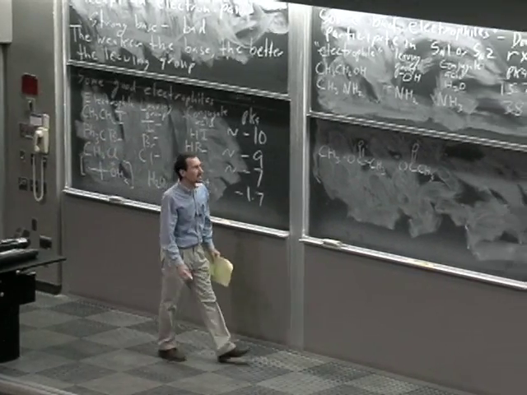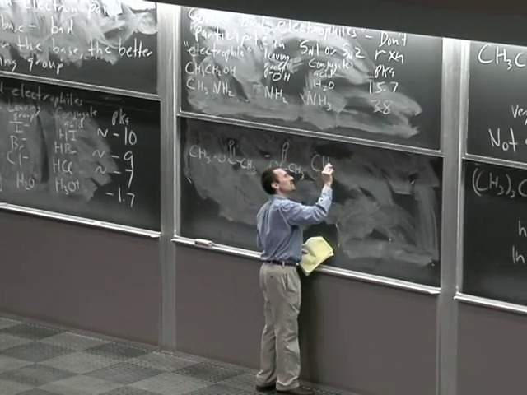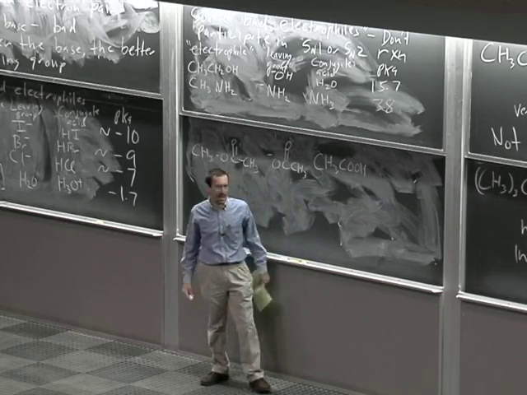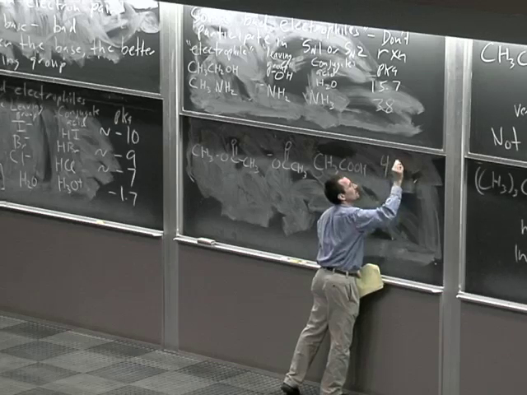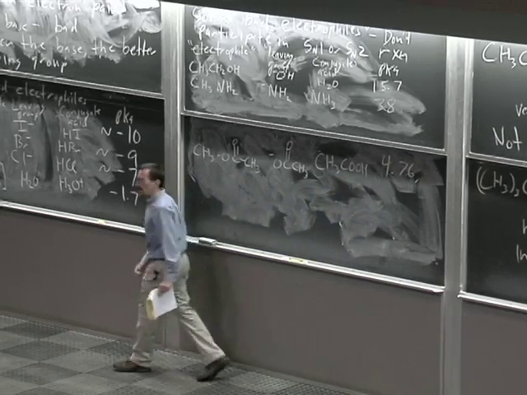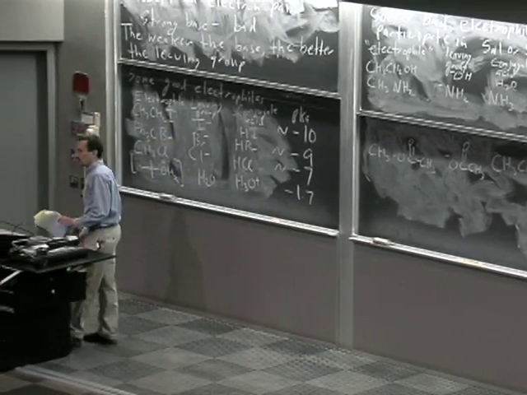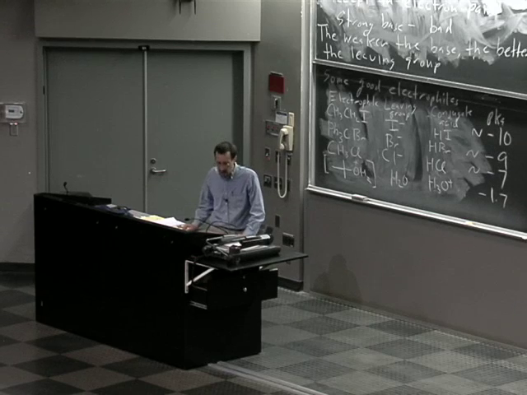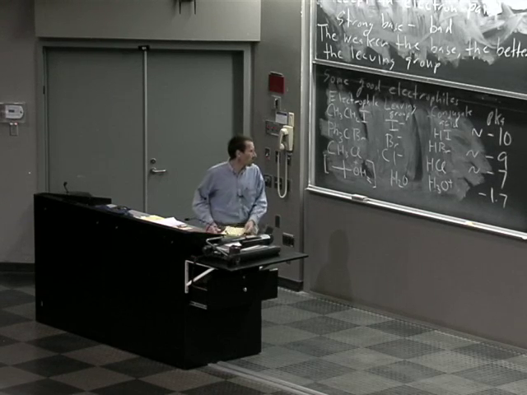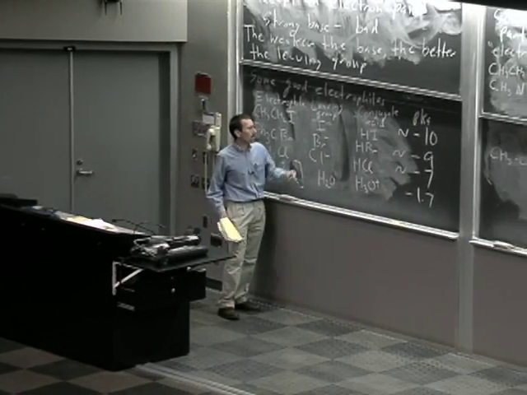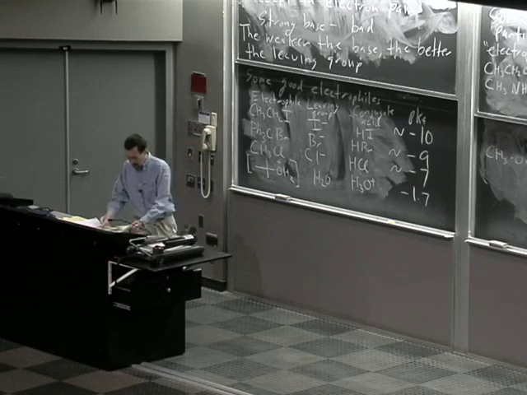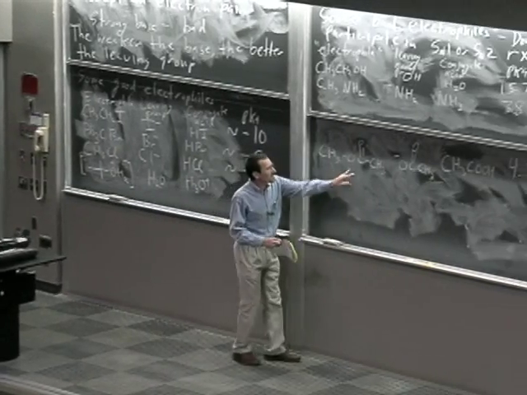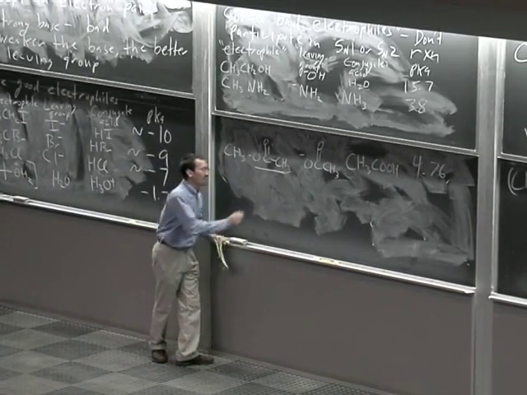Conjugate acid of acetate is acetic acid, CH3COOH. The pKa of acetic acid is 4.76. So acetate's not nearly as strong a base as hydroxide. It's not nearly as strong a base as amide anion, as NH2 minus, but it's a much stronger base than chloride or bromide or iodide. And so for something like that, we would generally say not much of a leaving group.